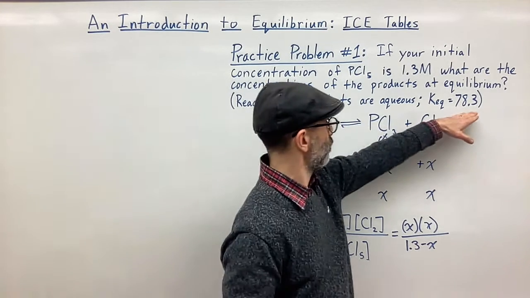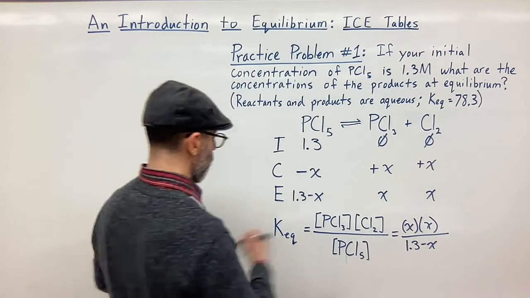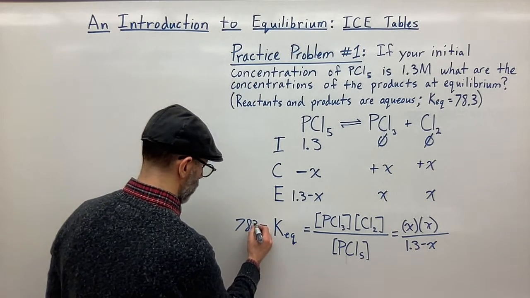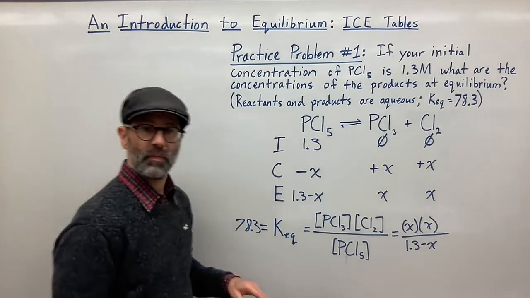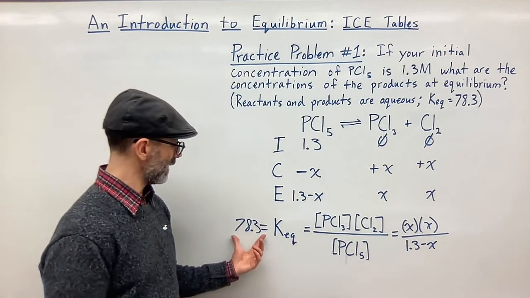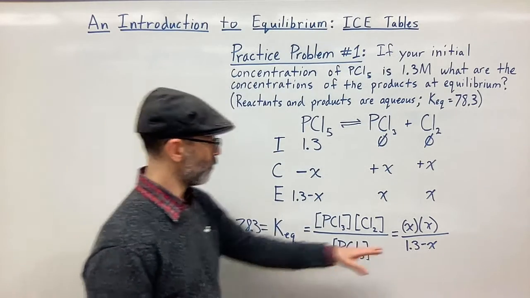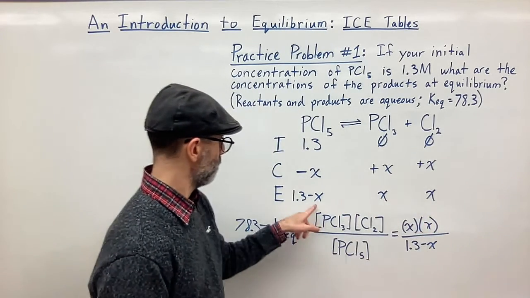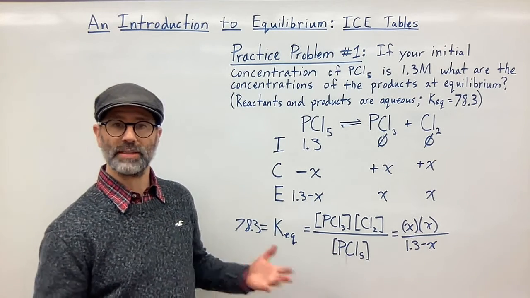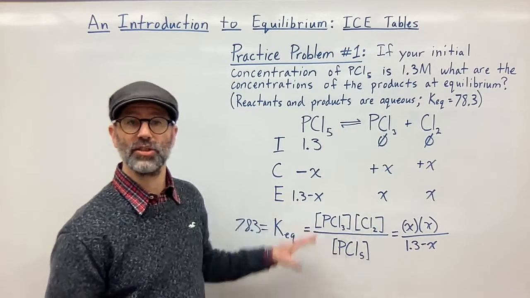I know what my equilibrium constant is. They gave it to me, 78.3, right? So now I'll write that over here: 78.3 is equal to this expression here. So now I can solve for x, and once I solve for x, I plug that in here, and then I'll have my equilibrium concentrations. So that's pretty much how you do it. Now, a few things I want to point out, and I'll continue to solve this.